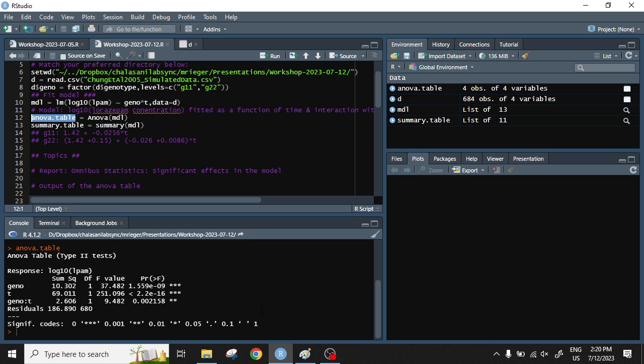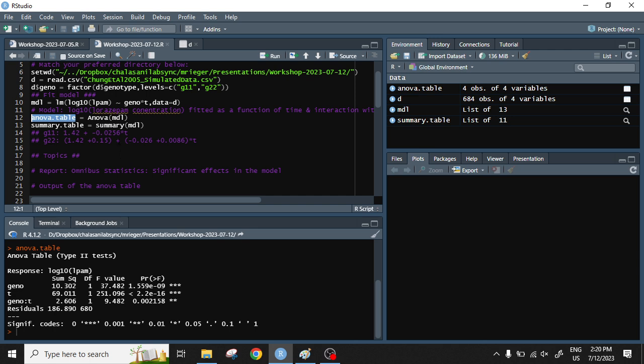This is called an omnibus test. What that basically means is, do we even have a significant model of any kind at all? Is there something going on, or do we just throw all this data away because we can't make any heads or tails of it, right? So that's just telling us general model statistics.